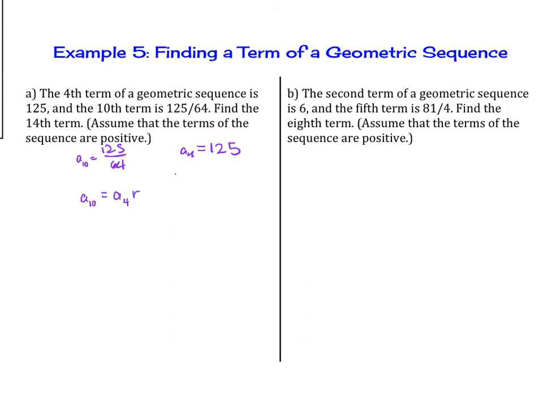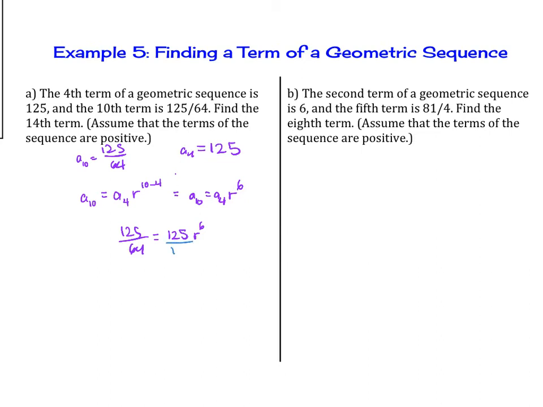What we're going to do is subtract 10 minus 4, so n minus 4 there. Then we find that a sub 10 equals a sub 4 times r to the 6th power. So we know what a sub 10 is. a sub 10 is 125 over 64 equals a sub 4, which is 125, times r to the 6th. So now let's solve for r.